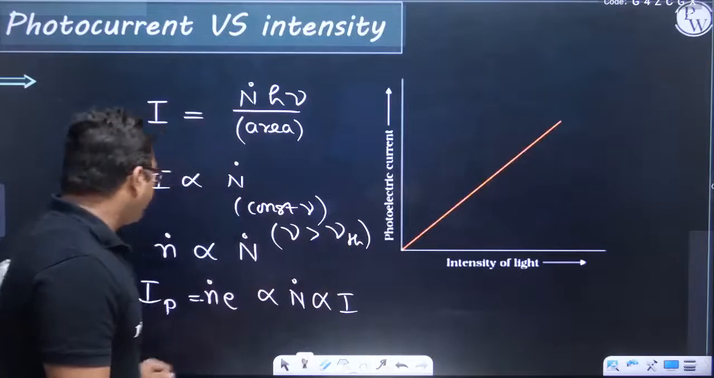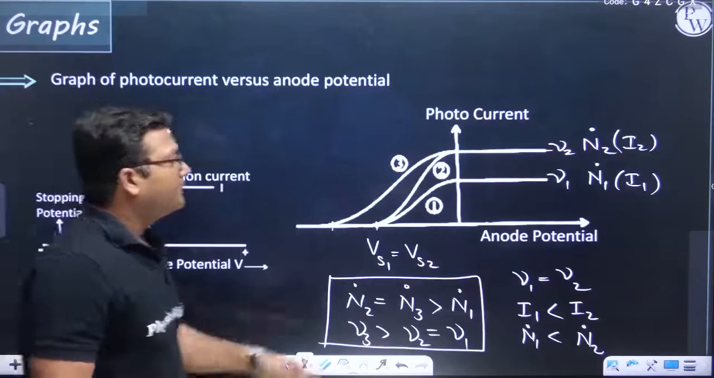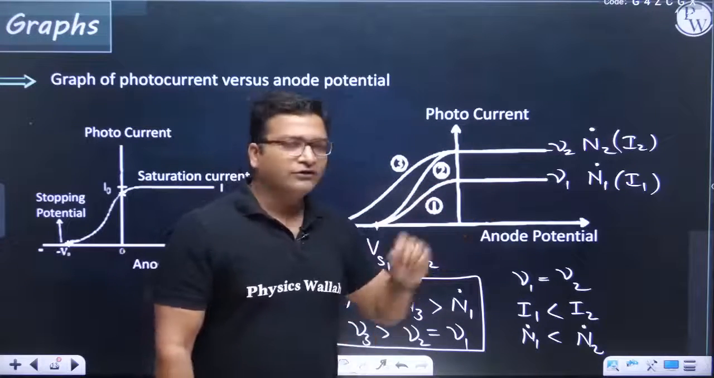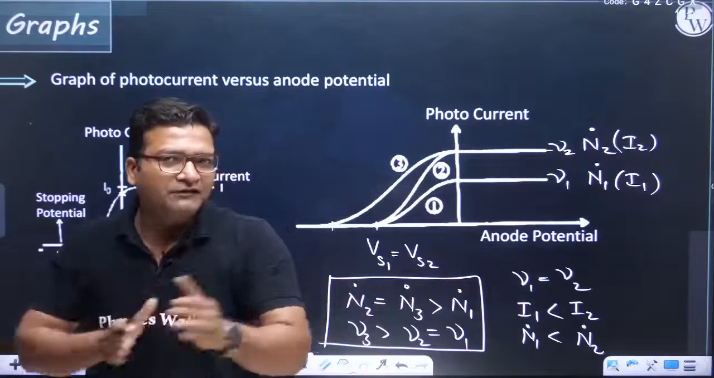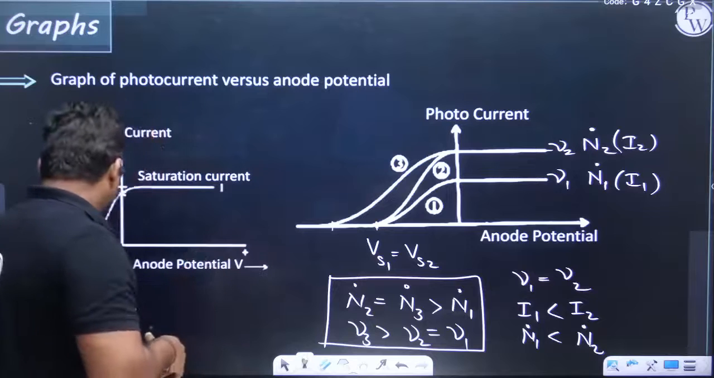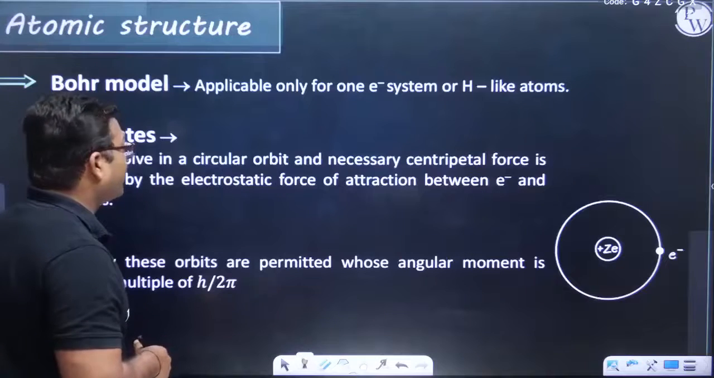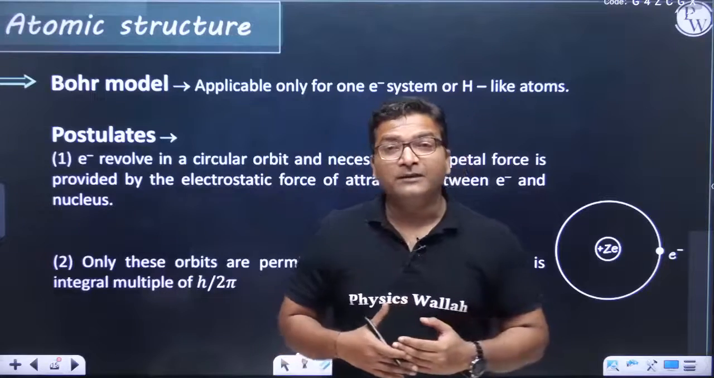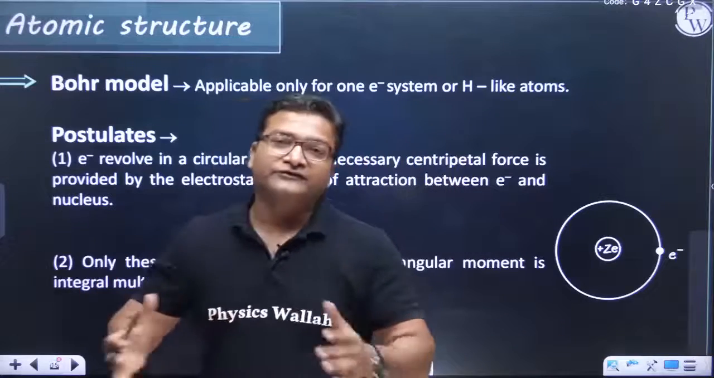So that is why in the last graph I said between 1 and 2, the intensity of 2 is more than the intensity of 1, because as you increase intensity, the photocurrent increases. Okay, so that was all about the graphs in photoelectric effect. We have solved many examples in it, and now it is time to understand atomic structure.